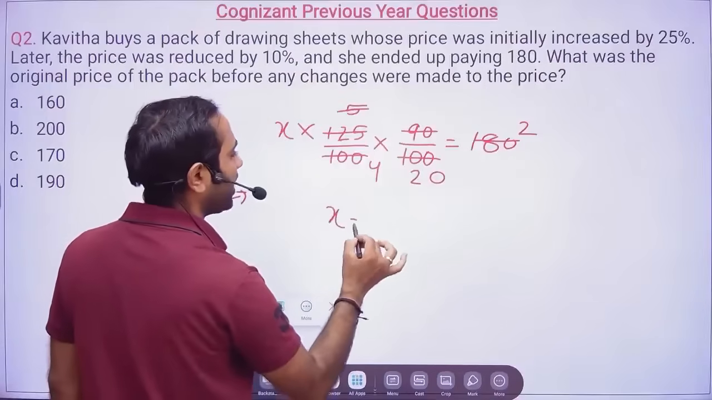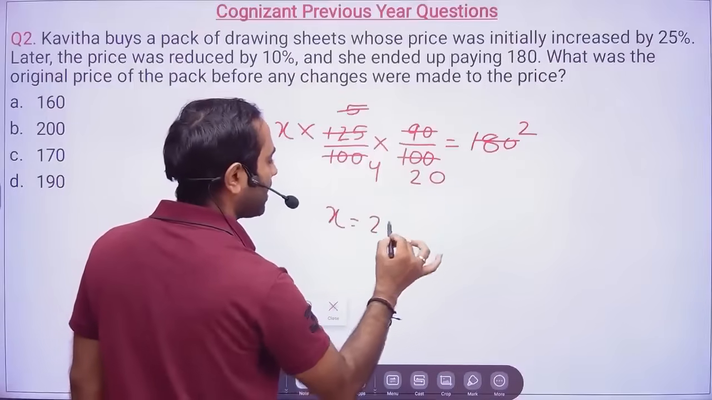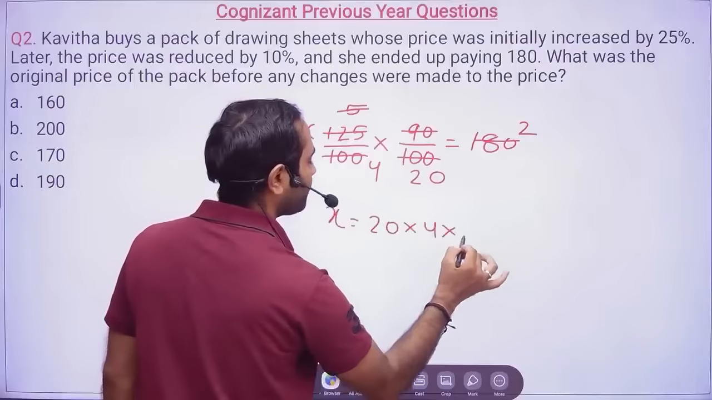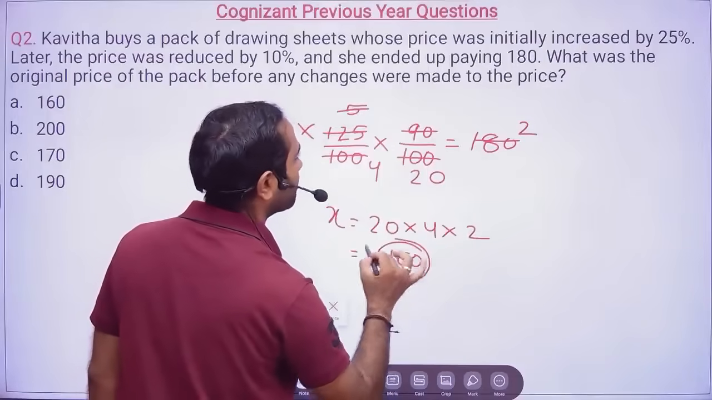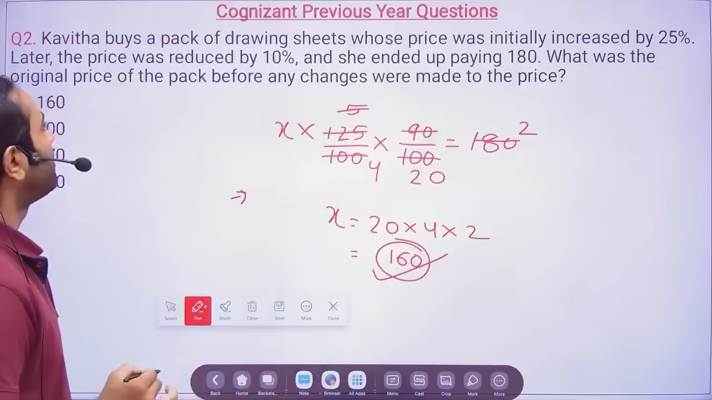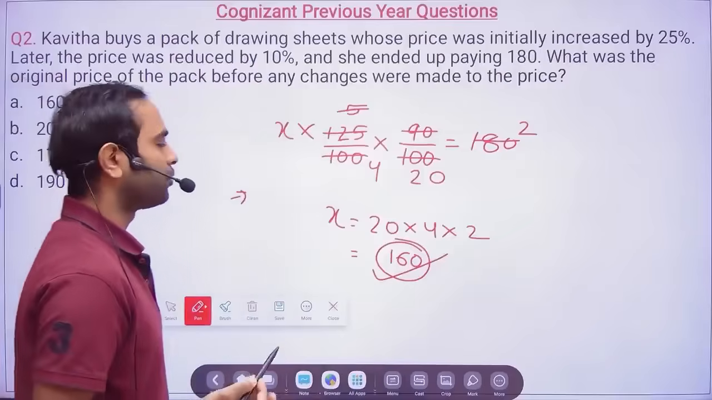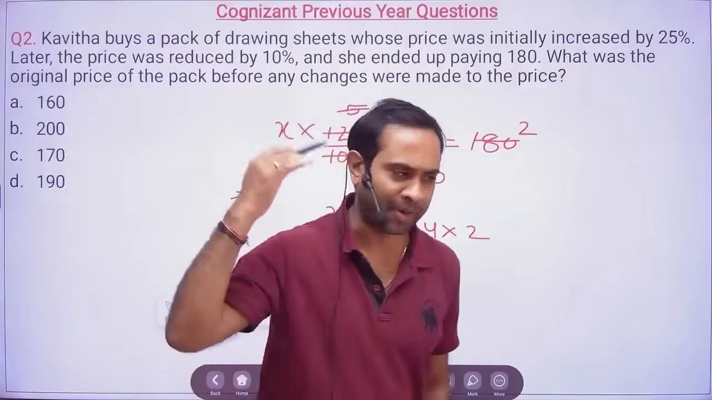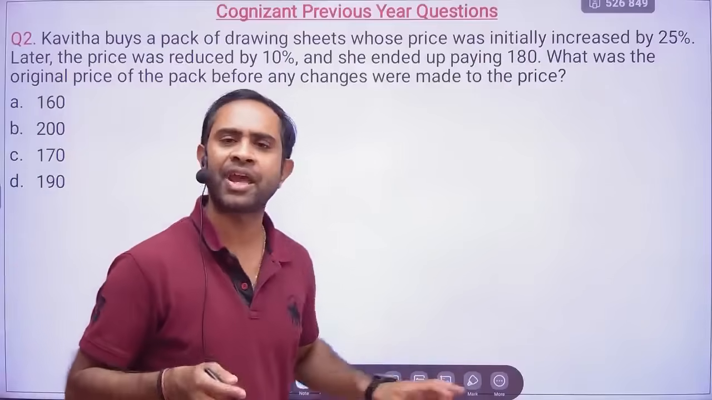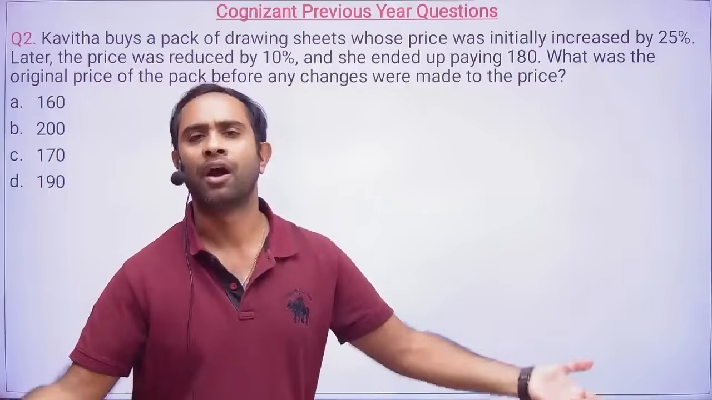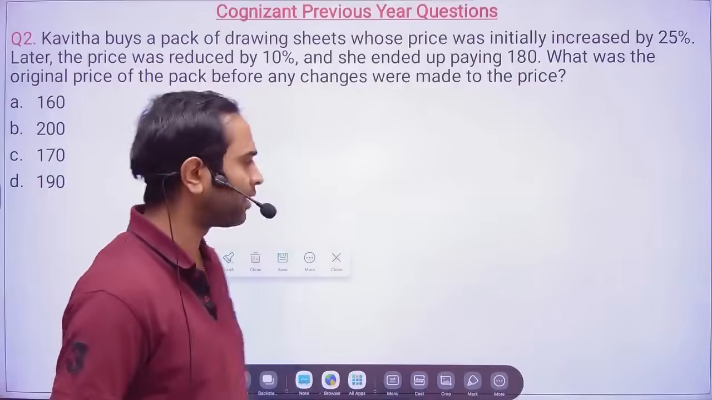So X will be 20 into 4, 20 into 4 into 2, and it will be nothing but 160 rupees. That's all will become your answer. You do not have to use much of your mind. Now, sir, is there any other way you could have solved? Yes, I could have done.